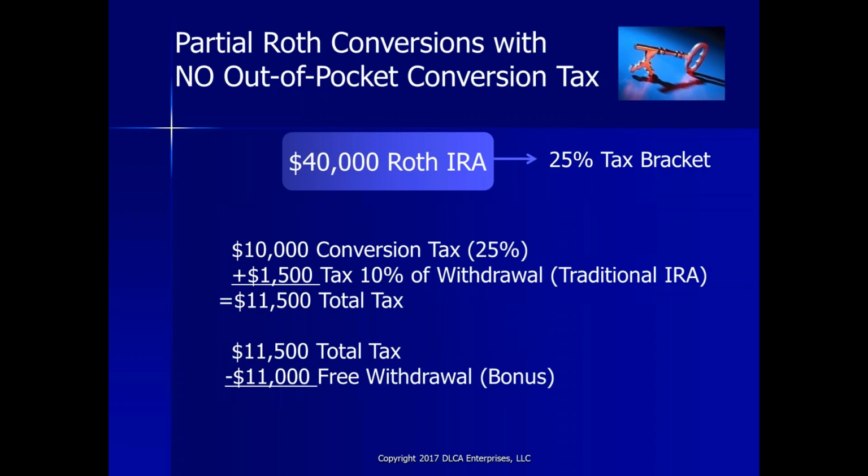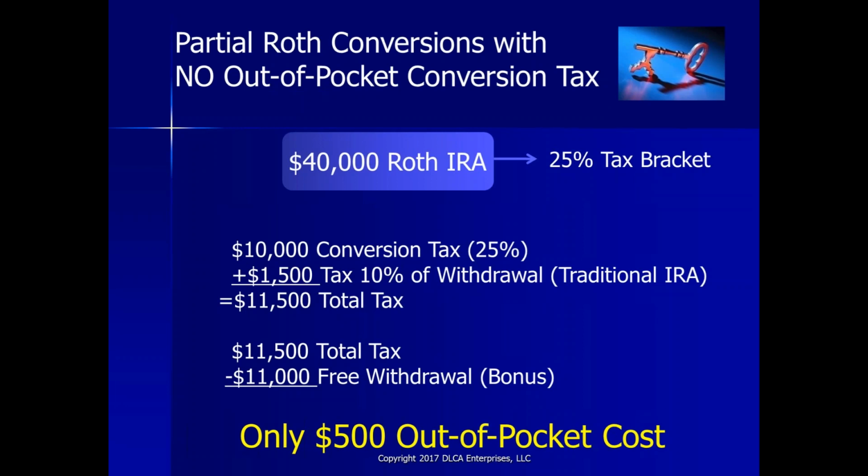Now we've got an $11,500 total tax. We have an $11,000 free withdrawal because of the bonus. Now, that free withdrawal could be higher if they earned any gain on that annuity that first year. But worst case scenario, all they got was the bonus. They only have to come up with $500 out of pocket to convert $40,000 from a regular IRA to a Roth IRA, which would normally cost them $10,000 in conversion tax.